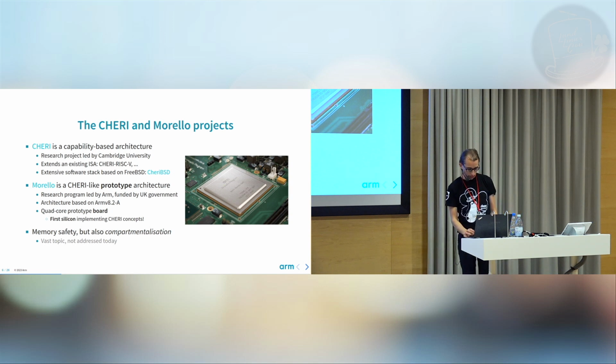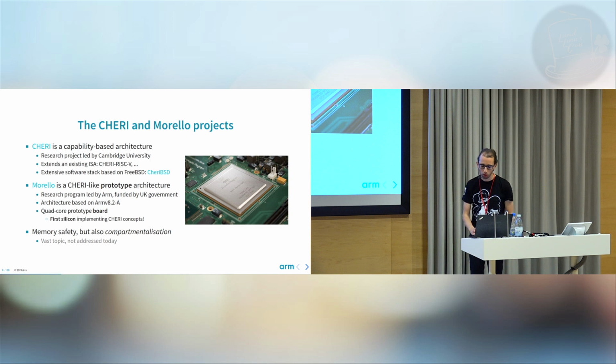So, what is the context of all this? The first part is Cherry. Cherry is a research project that has kind of revived the idea of hardware capabilities. It was started a bit more than 10 years ago now, and it's led by the University of Cambridge. The way it works is that it extends an existing architecture, and nowadays mainly working on RISC-V, so Cherry RISC-V. And I think it's worth mentioning here that there's already an extensive software stack, done by the Cherry research team, that's called CheriBSD, based on FreeBSD. Come back to that a bit later.